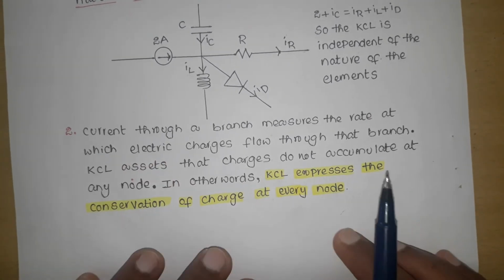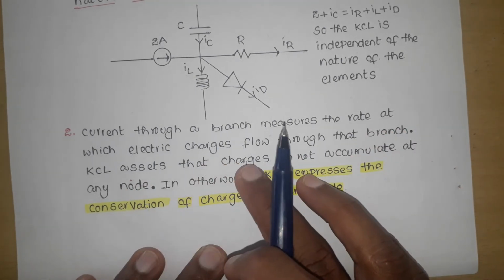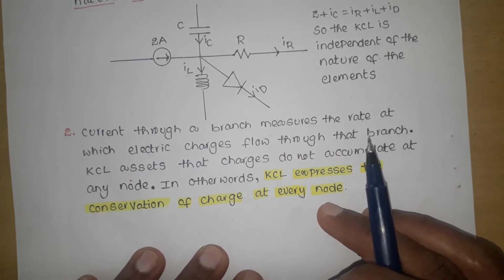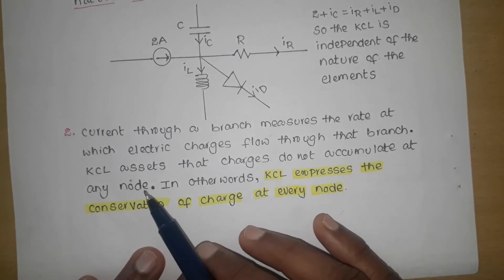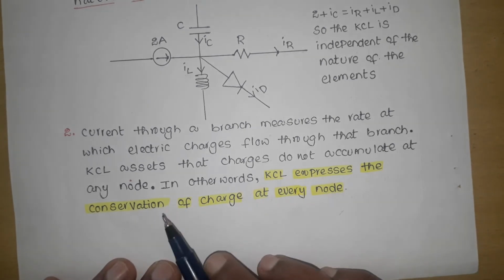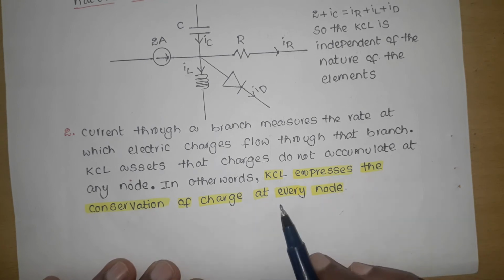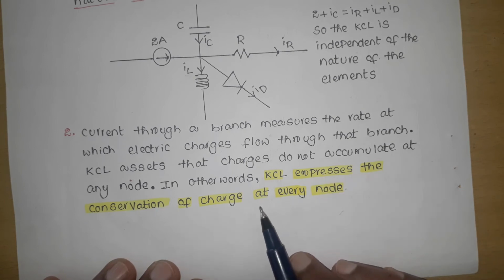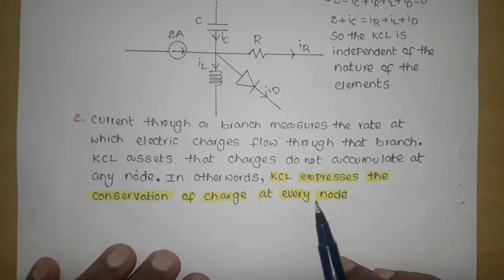Current through a branch measures the rate at which electric charges flow through that branch, because current equals the rate of change of charge, I equals dq by dt. So KCL asserts that charges do not accumulate at any node. In other words, KCL expresses the conservation of charge at every node. This is a very important point for competitive examinations.